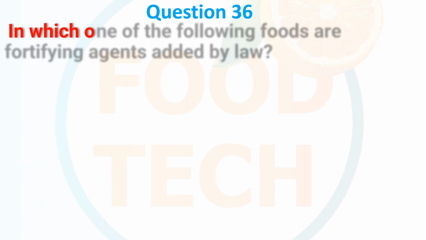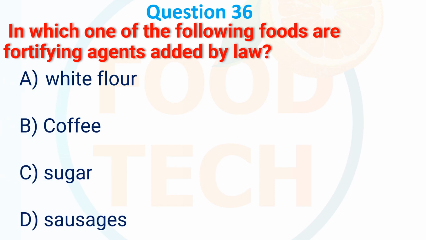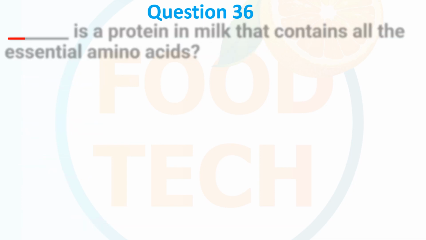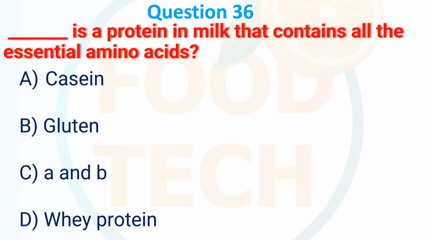Antioxidant. In which one of the following foods are fortifying agent added by law? A. White flour, B. Coffee, C. Sugar, D. Sauces. The answer is C. Sugar. Dash is the protein in milk that contains all the essential amino acids. A. Casein, B. Gluten, C. A and B, D. Whey protein. The answer is whey protein.